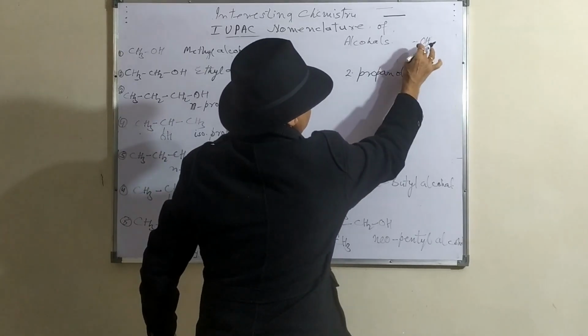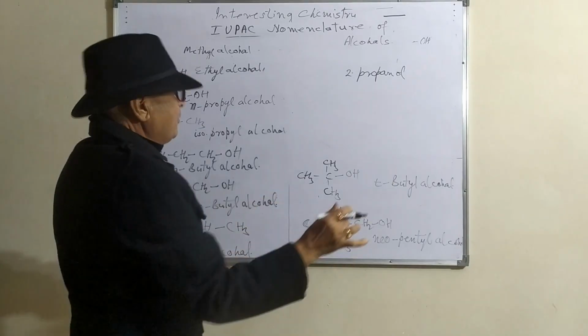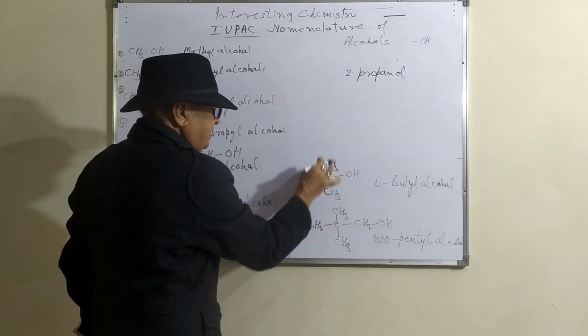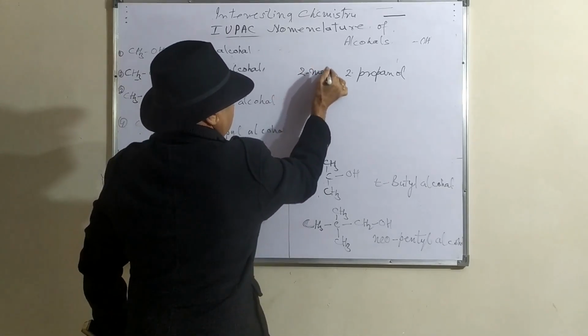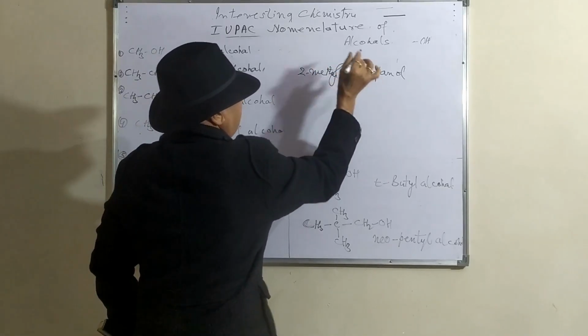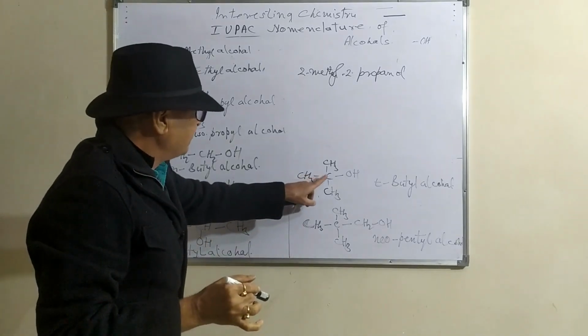Propanol shows us the presence of OH, and this is a methyl group. Where is this methyl group located in the chain? The methyl is on the second carbon, so 2-methyl-2-propanol.